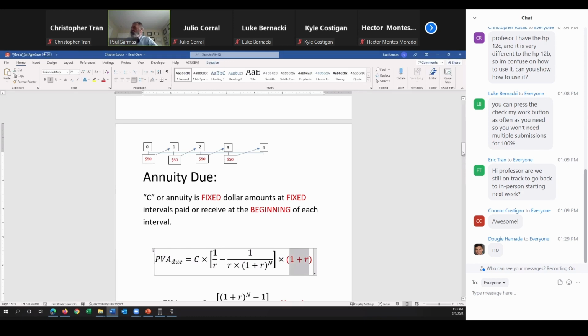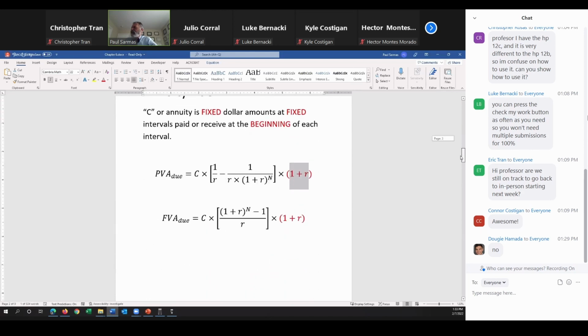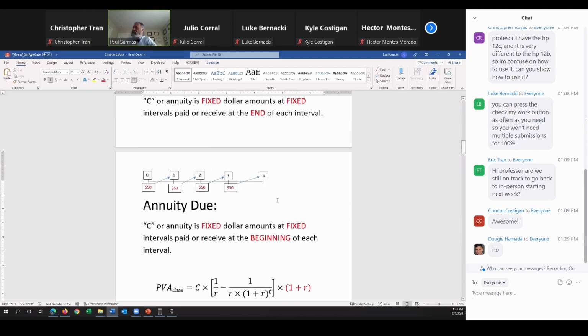The same thing with future value. Look at the future value annuity. In fact, I should be careful, I'm using T and N. This is T. It's exactly the same thing, the same formula, except I multiplied by 1 plus R. Because from year 3 to 4, there is 1 year that I will earn interest. So I multiply that by 1 plus R.